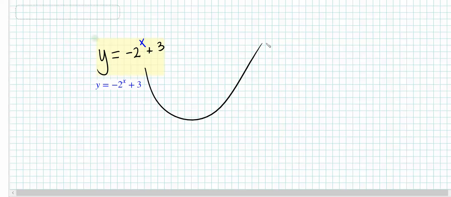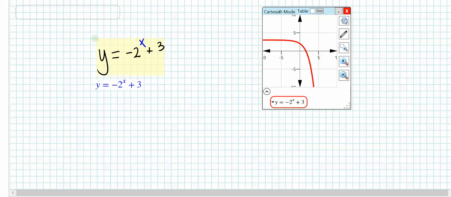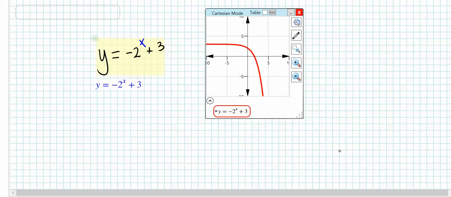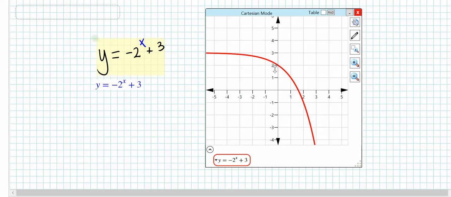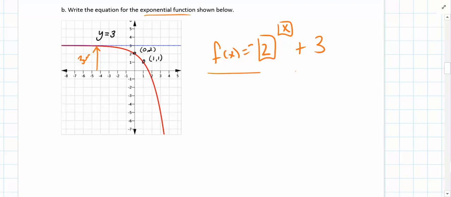So if I take a look, yeah, that looks exactly like what the other graph is doing, right? So when I zoom in a little bit more, look, there's that point (0, 2) and (1, 1). So that's totally exactly what this one's doing. So I'm guessing that's the right answer.